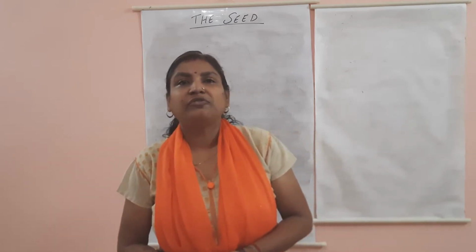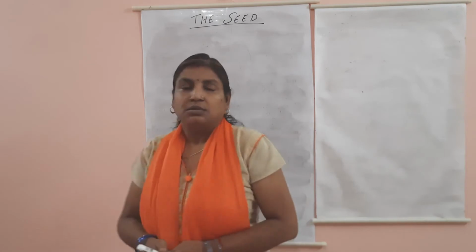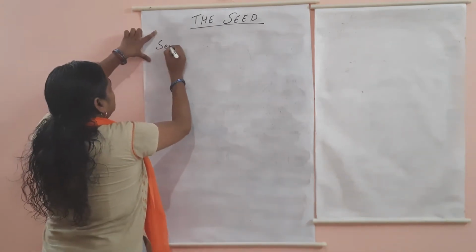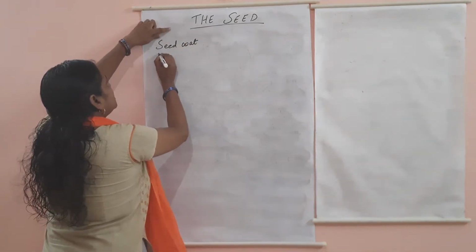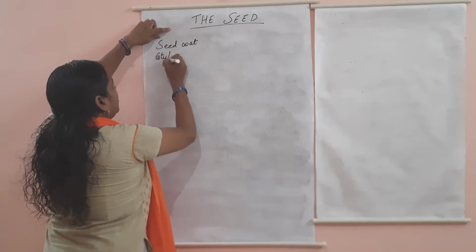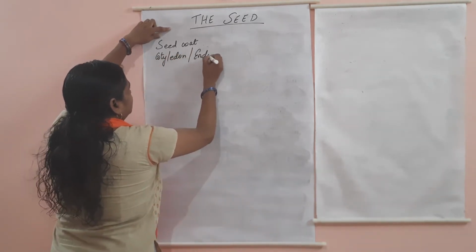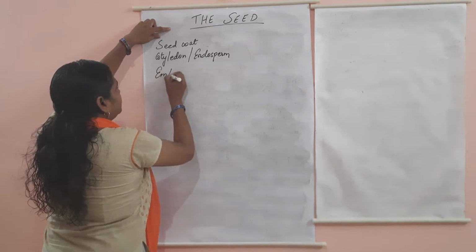Basically, seeds have three basic parts. That is your seed coat, food reserve as a cotyledon or endosperm, and an embryo.